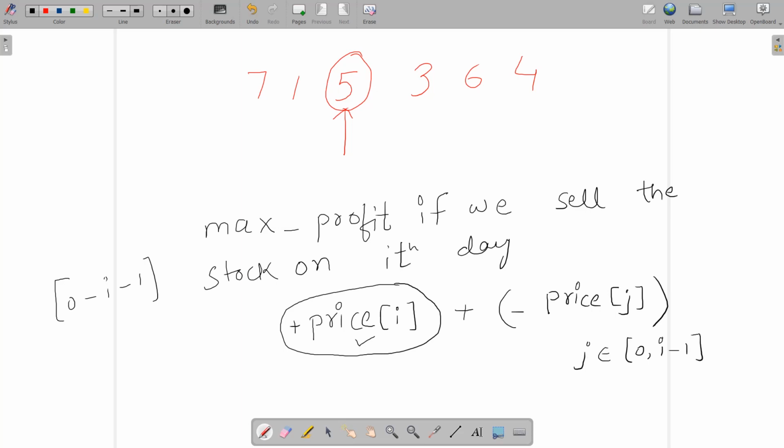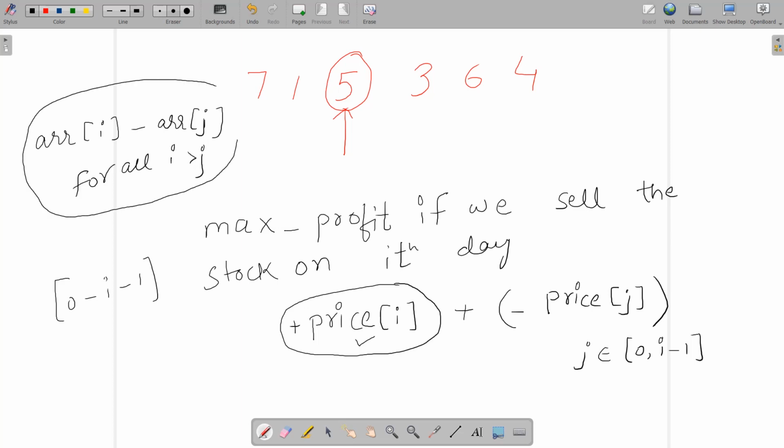If you're not getting it right now, no need to worry. Suppose you have some values given in an array, and you need to choose the current value and maximize it. Let's say you need to find the max value of array of i minus array of j for all i greater than j. If you have this problem, you can easily solve it. I am leaving it up to you to understand how the current problem can be transformed into these mathematical terms. Let's focus on the main problem right now.